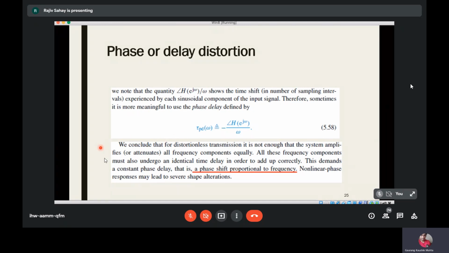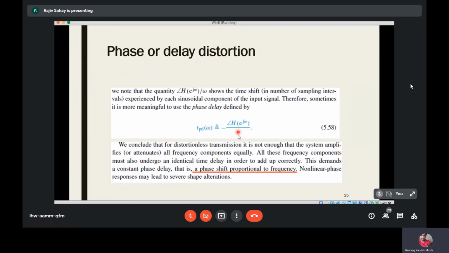So this paragraph is important, and whatever I've underlined in red is important. So for distortionless transmission, it is not enough that the system amplifies or attenuates all frequency components equally. That means only mod H(e^jω) equal to G is not sufficient. You should have something more. All these frequency components must also undergo an identical time delay. That means this particular factor has to be constant.